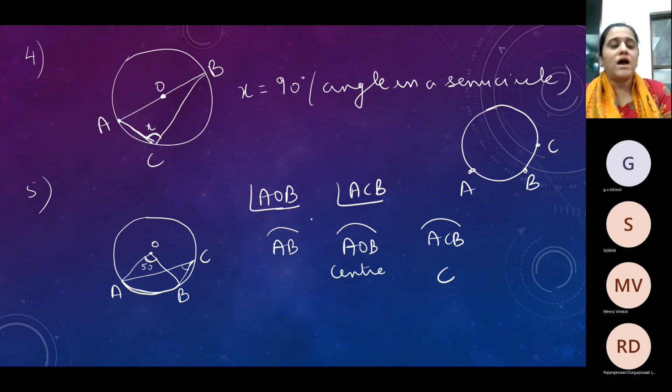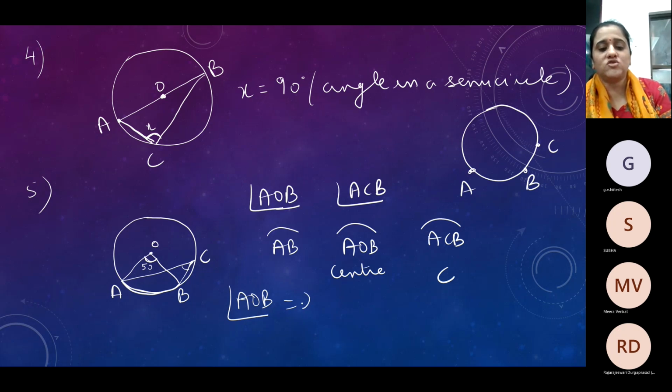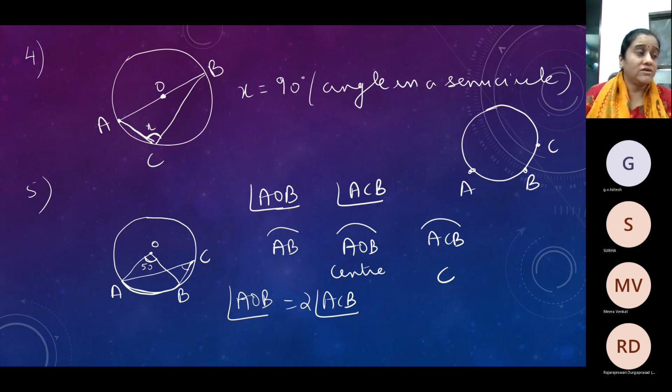So arc AB subtends angle AOB at the center. The same arc AB subtends angle ACB at the point C on the remaining part of the circle. And the relationship between these two is that the angle at the center, angle AOB, is double the angle on the circumference, twice ACB. The angle at the center is more. The angle at the center is double the angle on the circumference.